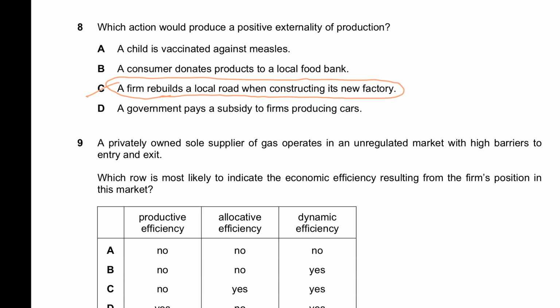Remember, the production externality has to be done by the producer. When he's producing something, automatically he's also causing a benefit to society. And C is the answer. If you look at a child being vaccinated, that's a consumption positive externality. So we need to be careful about that.